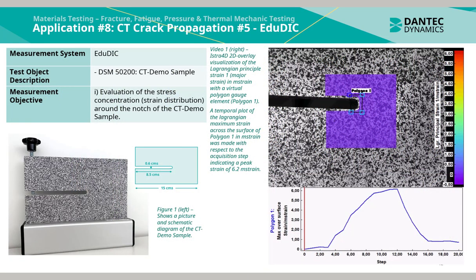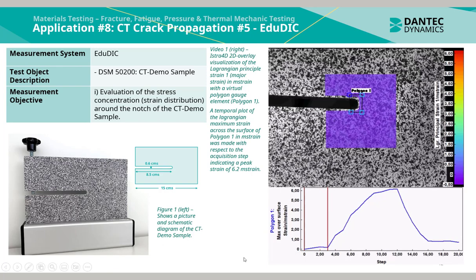Application 8 is a CT crack propagation measured using the EduDIC system and the DSM 5200, which is a CT demonstration sample. In Figure 1 shown to the left, there is a picture and schematic diagram of the CT demonstration sample. The crack tip opening is caused through the mechanical application of a separation load at the tip. The measurement objective is to evaluate the stress concentration around the notch of the CT demonstration sample.